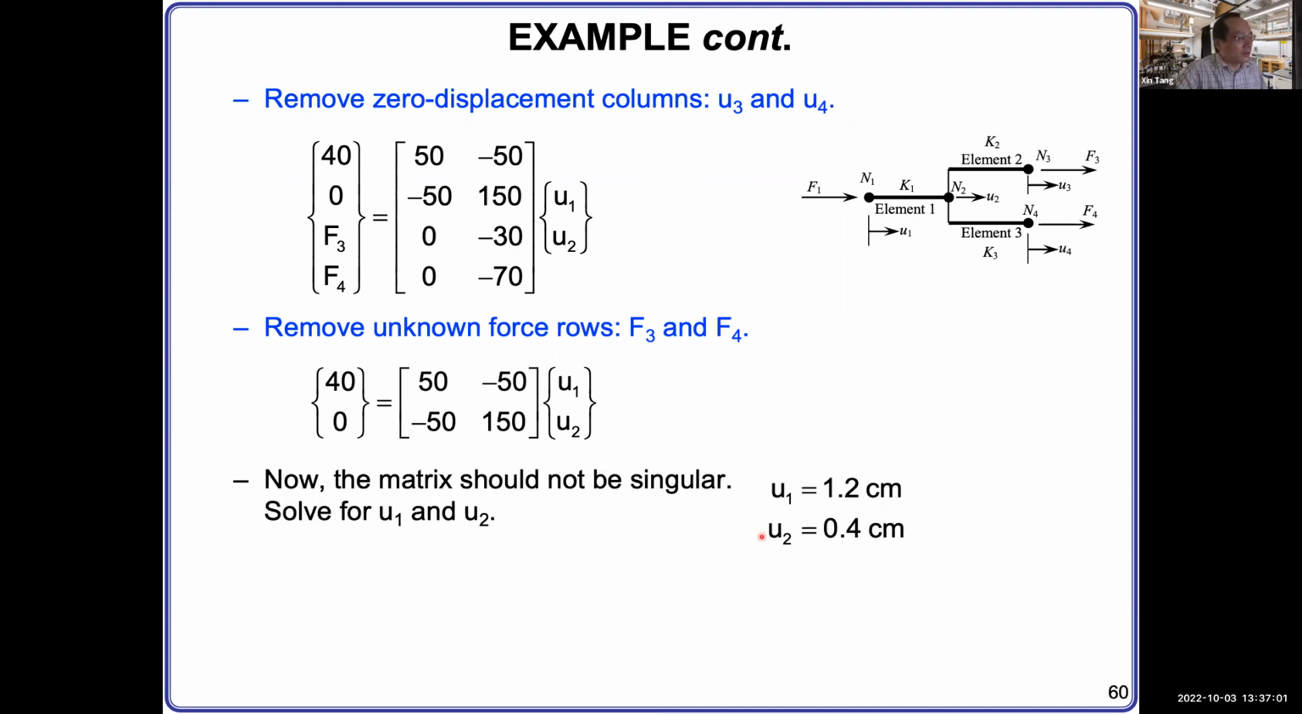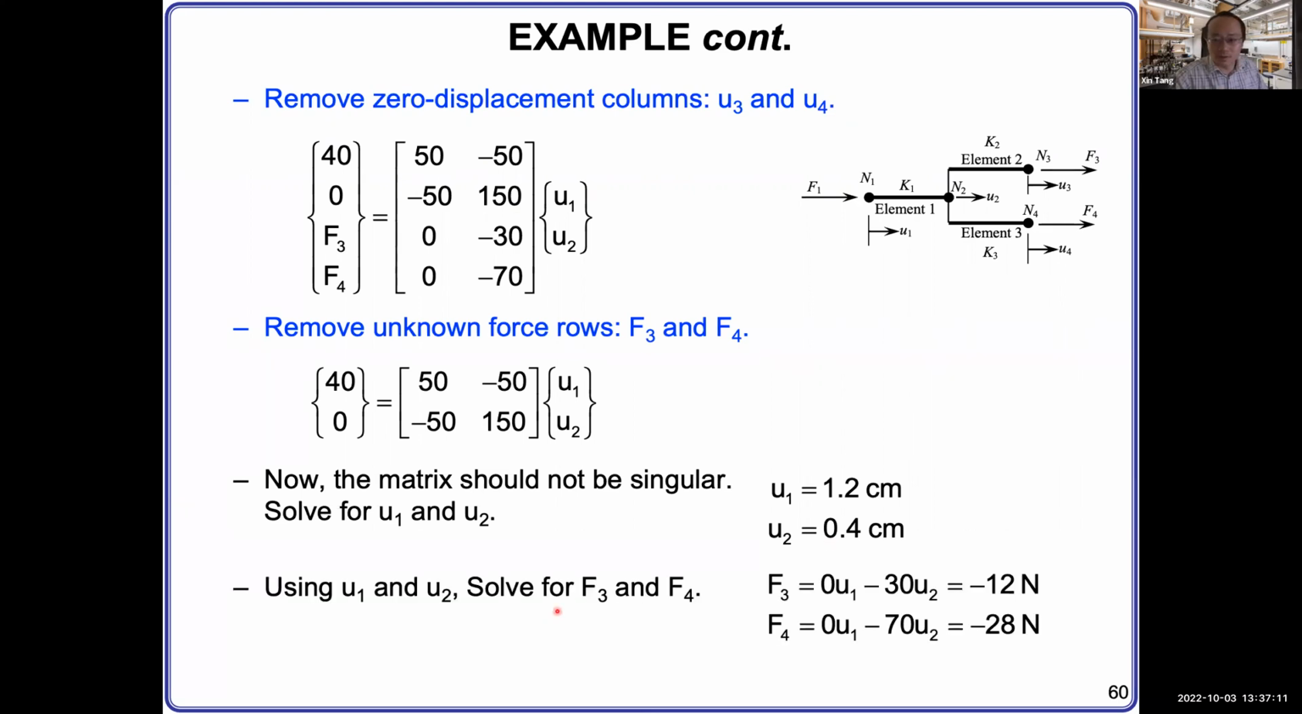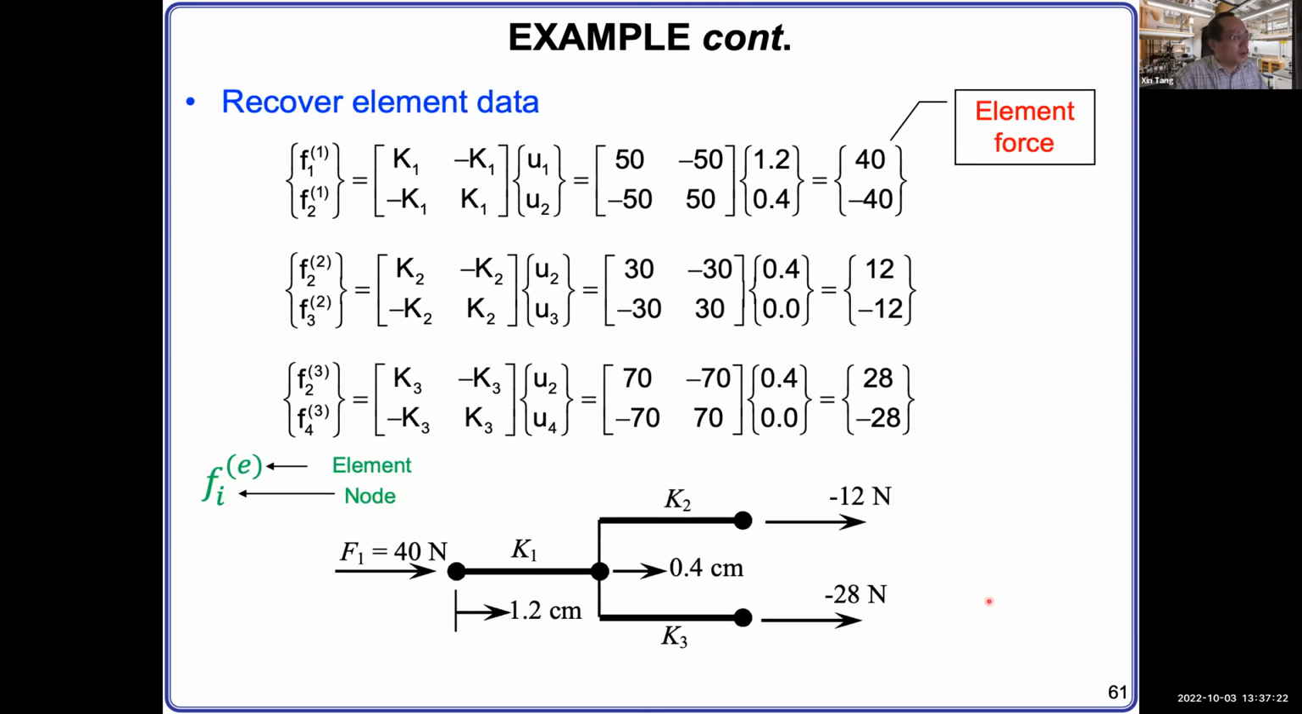So then you have the displacement solved. U1 is 1.2 centimeter, U2 is 0.4. You can calculate it by yourself, see whether it's correct or not. Okay, and then we add it back to the force. Then we get the force values. Okay, so this is a very basic fundamental solution. And then you can put the values back into the individual elements, recover that, and then you can solve the individual displacements.